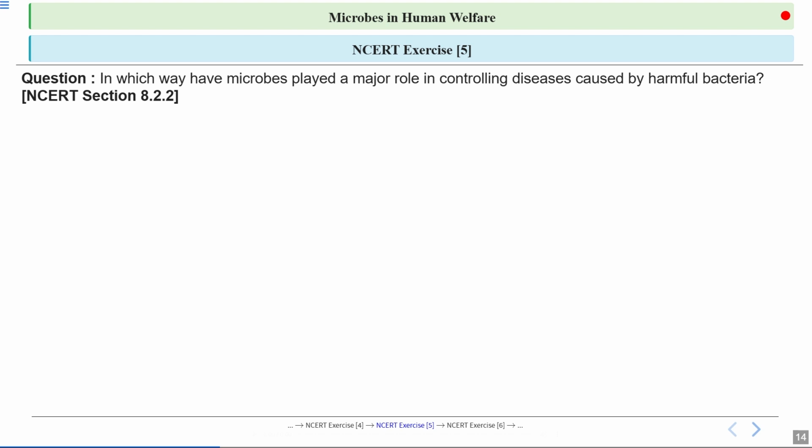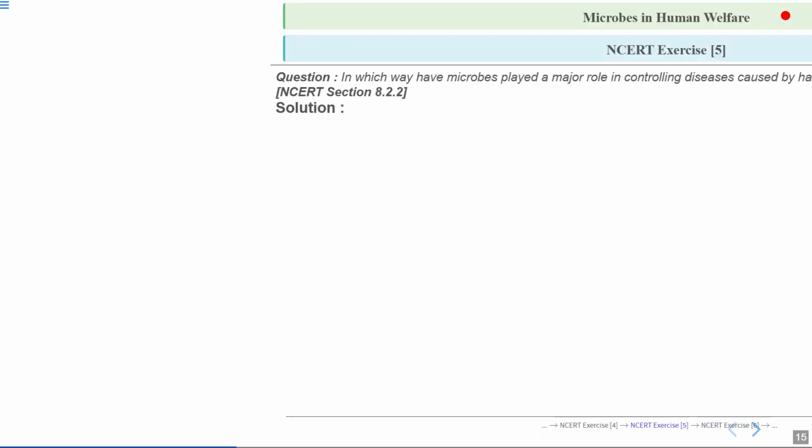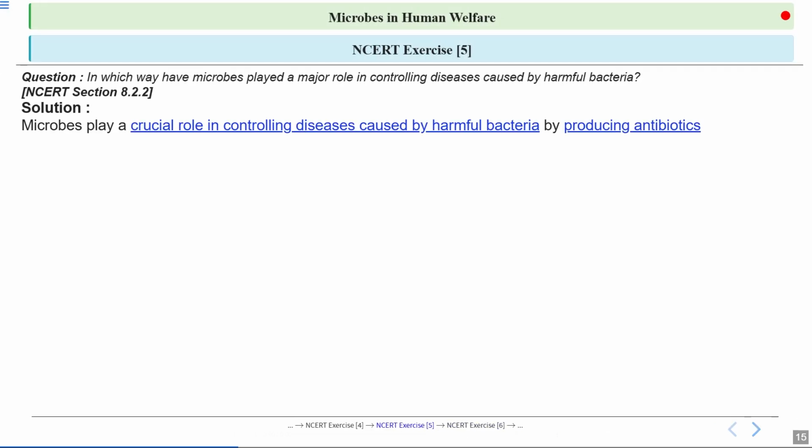Next question, in which way have microbes played a major role in controlling diseases caused by harmful bacteria? Okay, so let's have a look at the answer. See, these microorganisms help fight diseases by secreting certain biomolecules, which are known as antibiotics. Clear? Or by secreting certain secondary metabolites.